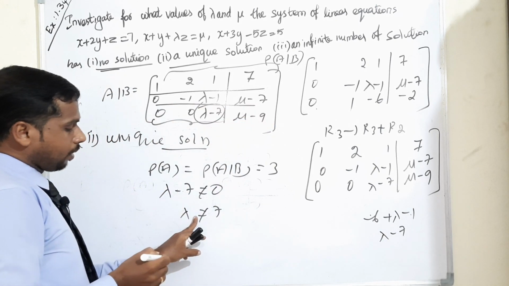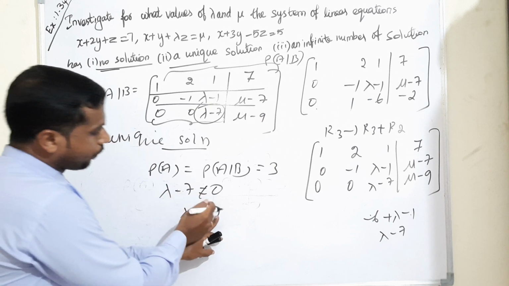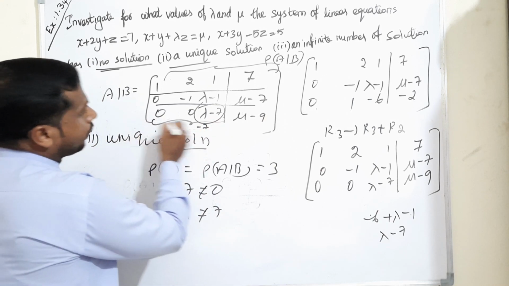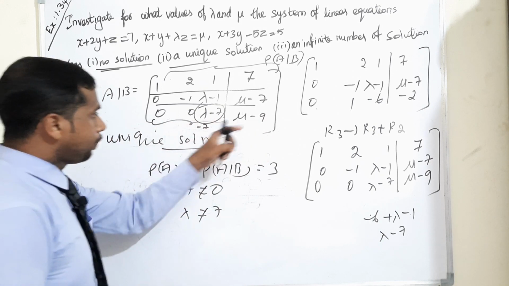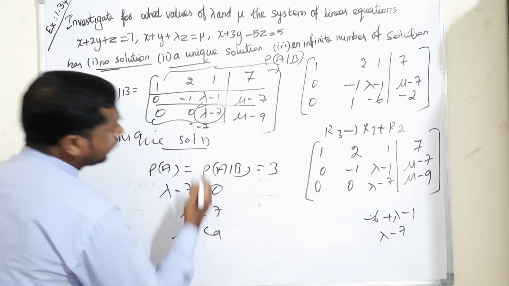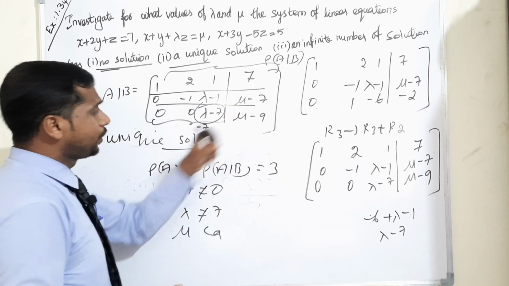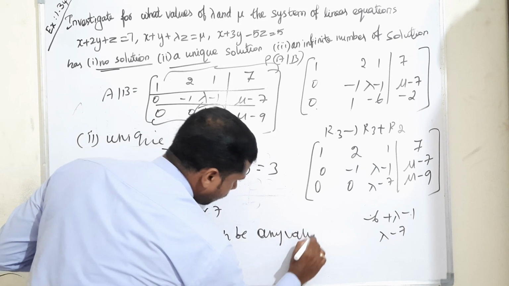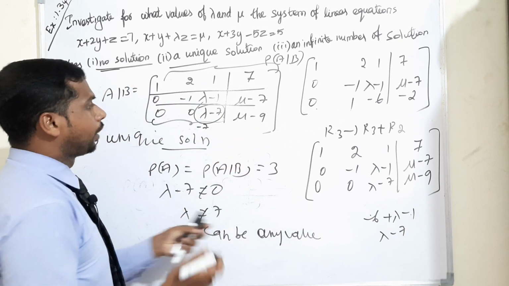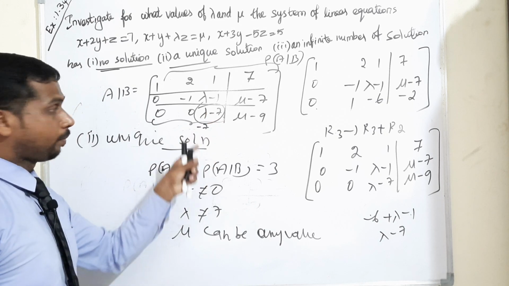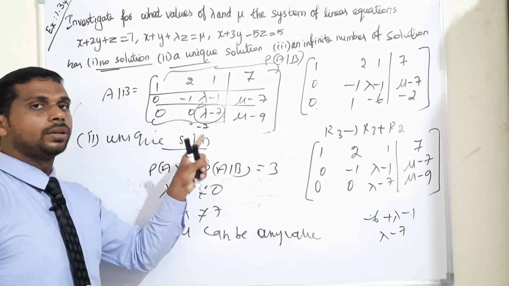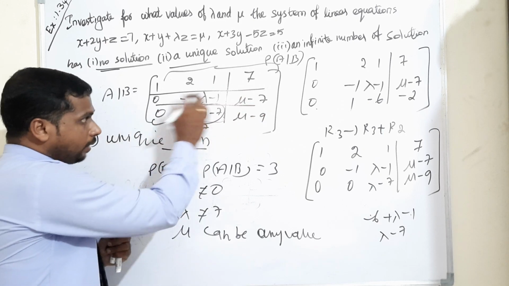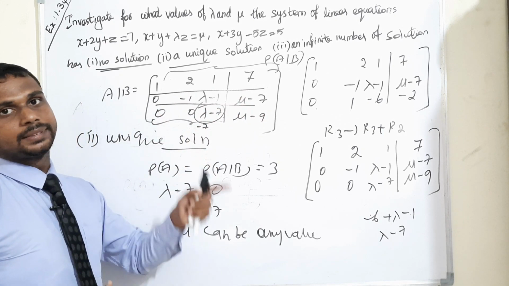If we consider lambda not equal to 7, okay, I will consider minus 7. Then minus 7 minus 7 is minus 14, so the third row we can say is not a 0 row. But mu can be any value. We can even take positive 9, okay. If you take positive 9, minus 9 is 0, but here we have minus 14. If even one term is non-zero, we can say it is a non-zero row. Only if all the terms are 0 can we say it is a 0 row, okay.